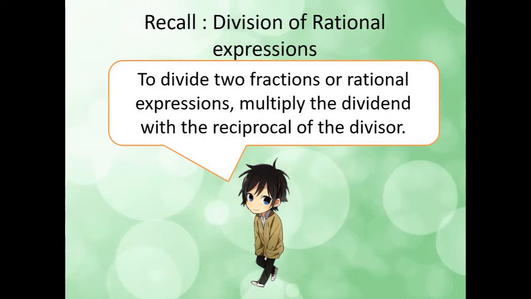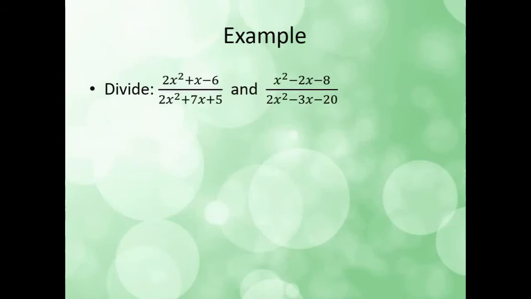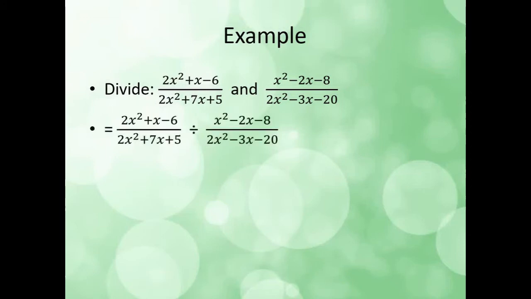For example, divide (2x squared plus x minus 6) over (2x squared plus 7x plus 5) and (x squared minus 2x minus 8) over (2x squared minus 3x minus 20). That becomes (2x squared plus x minus 6) over (2x squared plus 7x plus 5) divided by (x squared minus 2x minus 8) over (2x squared minus 3x minus 20).